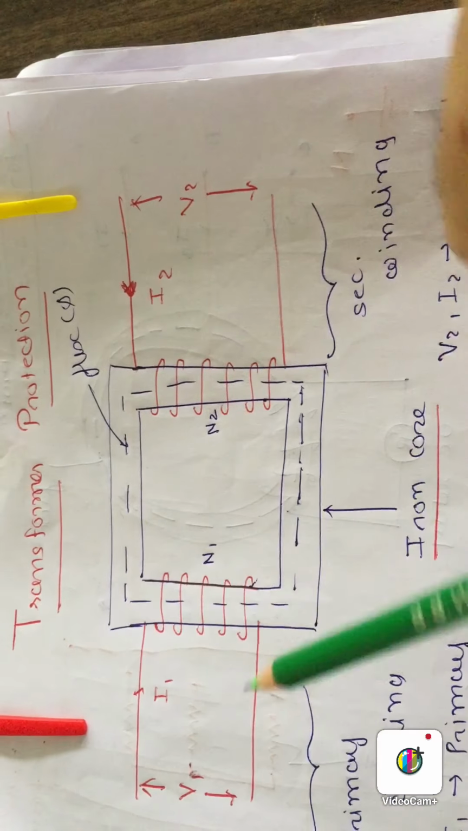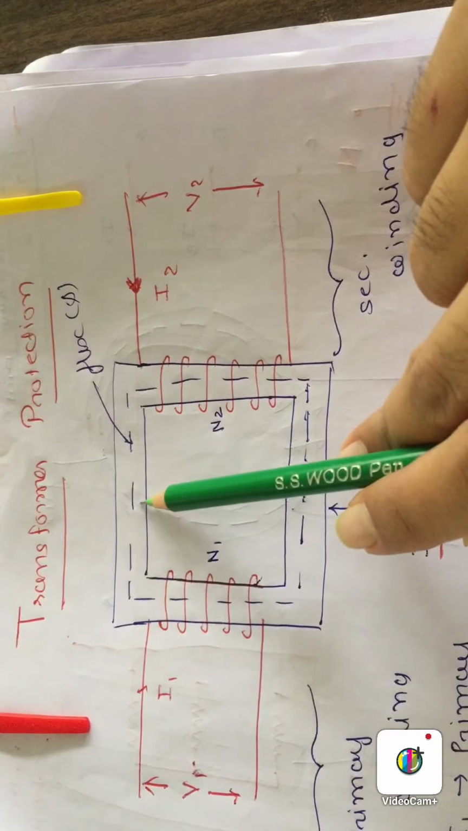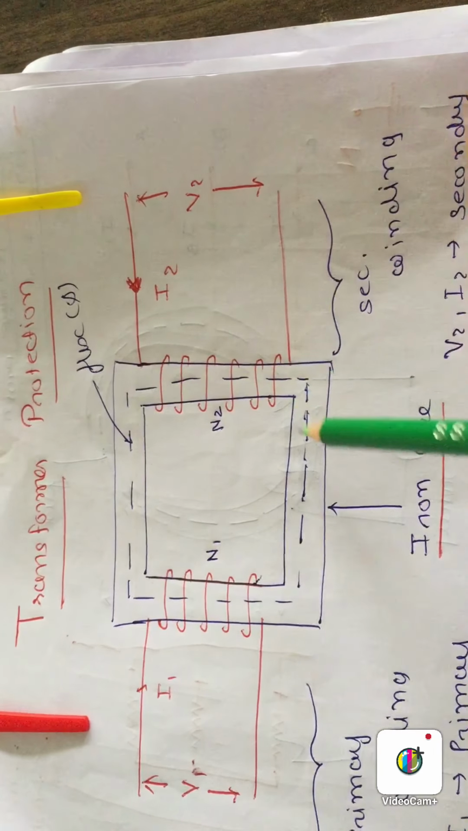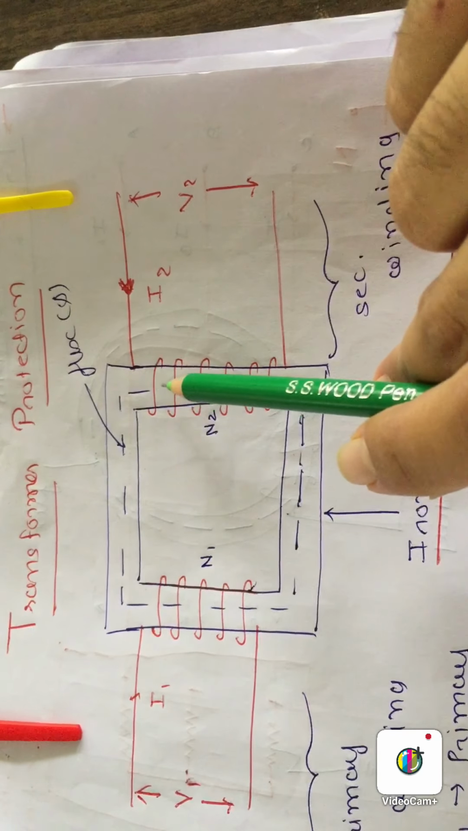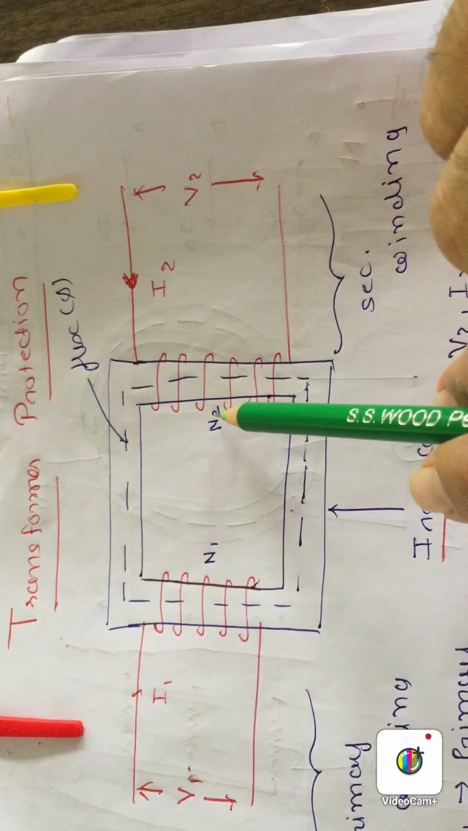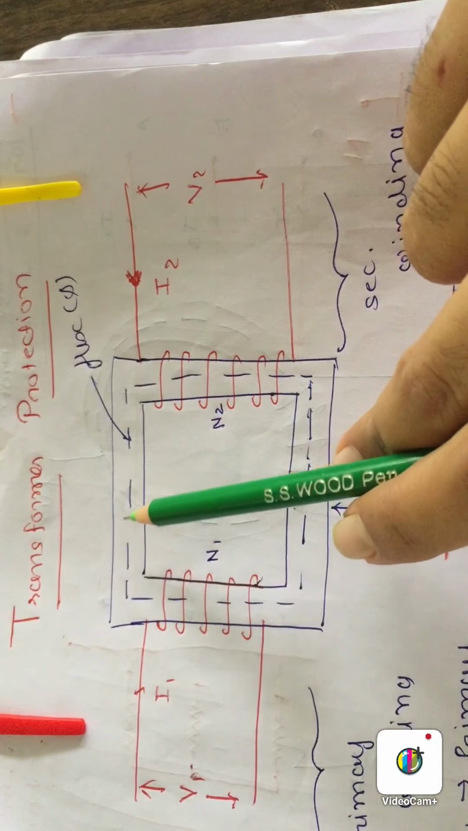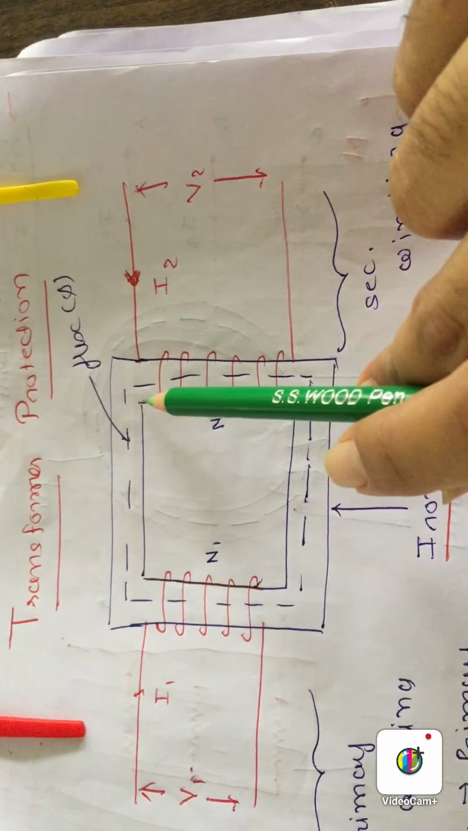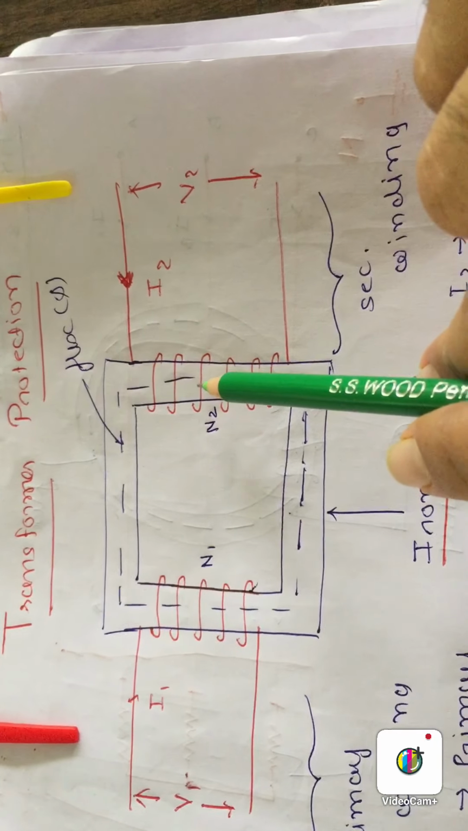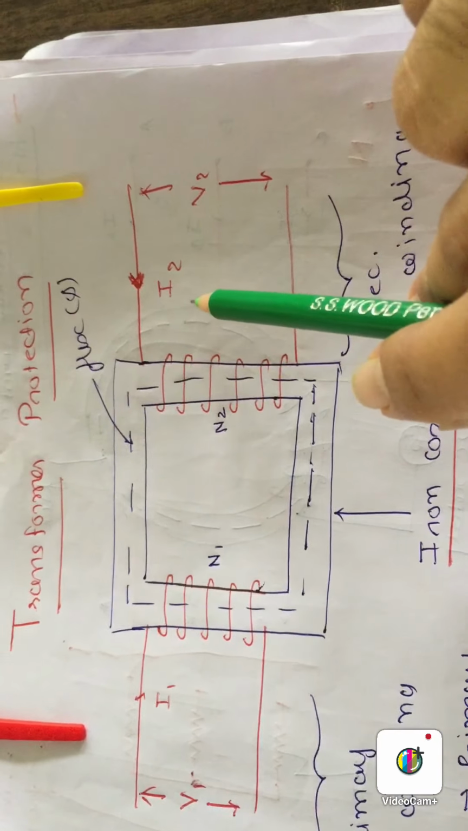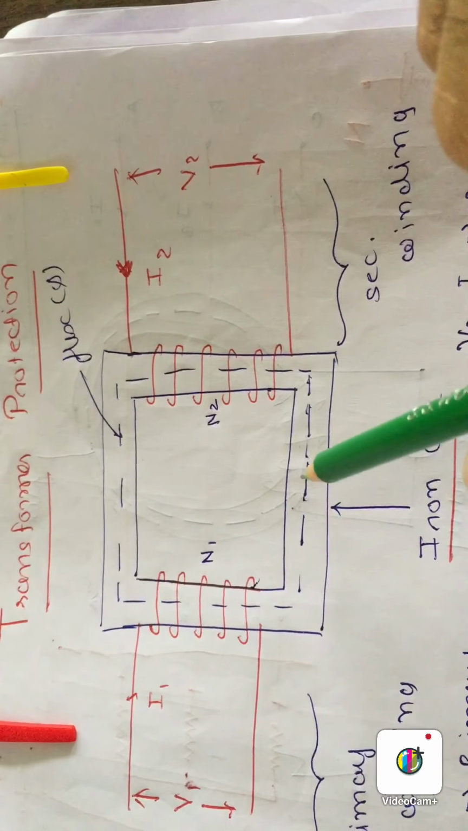Now due to the voltage and current, this winding will produce the flux. This dotted line represents the flux lines. It will be connected to the secondary winding, which has number of turns N2. It will cut. Why? Because this flux is alternating in nature. That's why due to the cutting of that alternating flux, E2 and I2 will be produced in the secondary winding. So this is the electromagnetic induction principle for transformer.